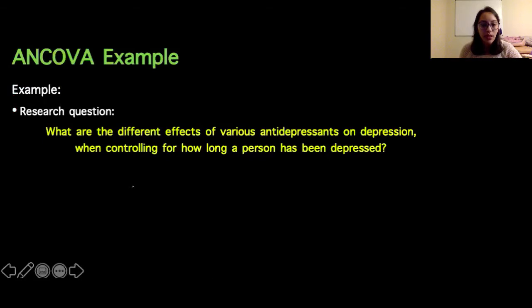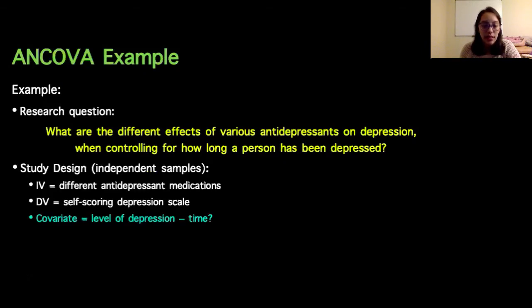The first being, if we were looking at this research question, what are the different effects of various antidepressants on depression when controlling for how long a person has been depressed? So usually when I pose an ANCOVA question, I'll typically add in a statement like you're controlling for, or you're considering, or typically X variable has an effect on Y. So you can kind of identify them in that respect.